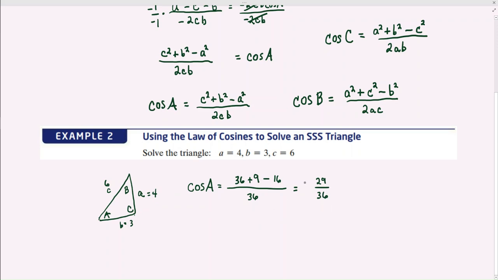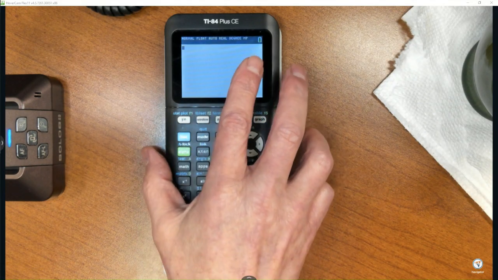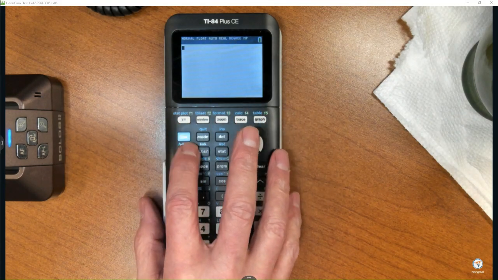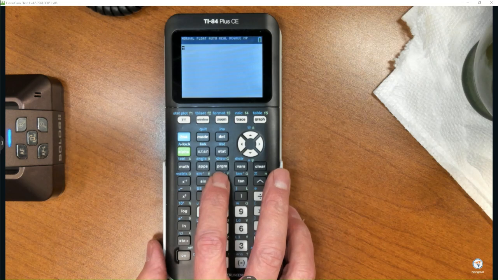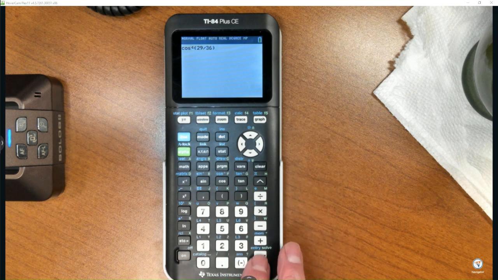Okay, so since the cosine of A is 29 over 36, A itself would be the inverse cosine of 29 over 36. All right, so here we go. We've got degree mode, and I'm going to take the inverse cosine of 29 divided by 36, and that renders an angle of about 36.3 degrees.